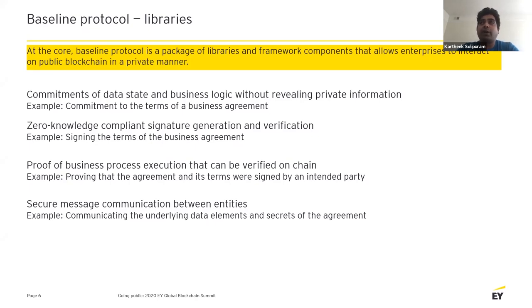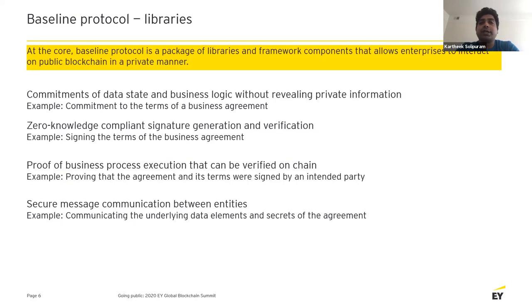Then the third component is more of a framework, which is essentially a composition, or an ordered sequence, of components or libraries itself. Here we talk about the proof of business process execution that can be verified on chain. For example, if you want to prove that an agreement and its terms were signed by the counterparties, it's essential that the subcomponents, like the commitment of the particular document, proving and verifying that the document is signed off by the counterparties, and ensuring that the counterparties' private information is never revealed, including their identity. So this component is a composition of multiple components, which enable a basic spec for a workflow process for businesses to use these subcomponents to enable private business logic execution on the mainnet.